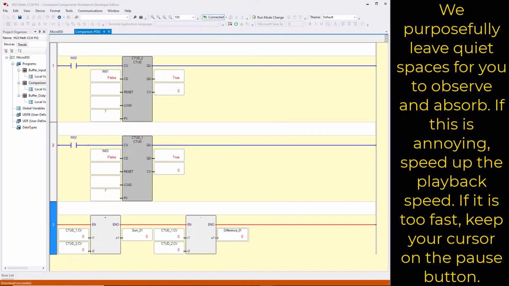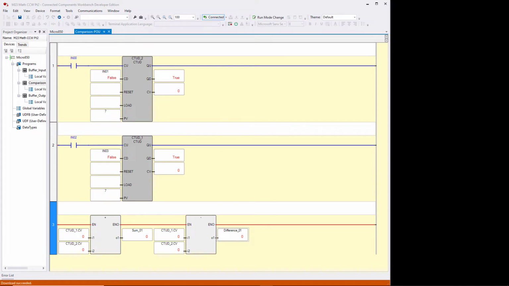We have really one rung of interest here. That's the third rung, and that's the rung that has the add and the subtract function blocks. The first 2 rungs simply give us the ability to increment or decrement values. So we have 2 values there, count up down 1 and count up down 2. We can count either number, and then of course input 1 and input 3 are the count down. So we can count up 2 different numbers and use them for add and subtract.